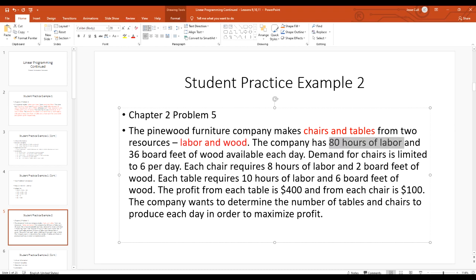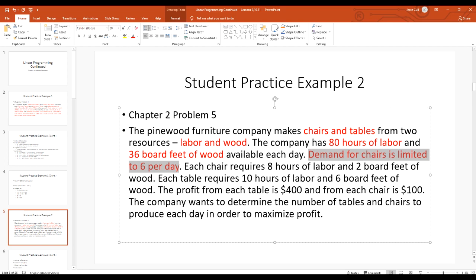80 hours of labor, 36 board feet of wood. So here we're relating the maximum amount of labor we have. That's how much of our limited resource we have. And 36 board feet, that is the limited amount of wood we have every day. Moving on. Demand for chairs is limited to 6 per day. This is another limitation. So we know labor is limited, wood is limited, chairs are limited. It looks right now like we have 3 constraints or limitations.